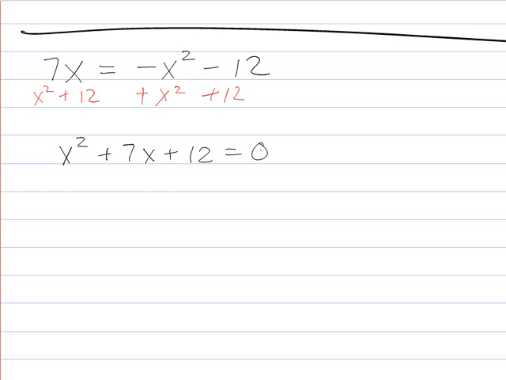Now, actually, this is not a very good answer. Oh, wait, actually, it's fine. I'm freaking out now. So I have A, B, and C. A is 1, B is 7, C is 12.